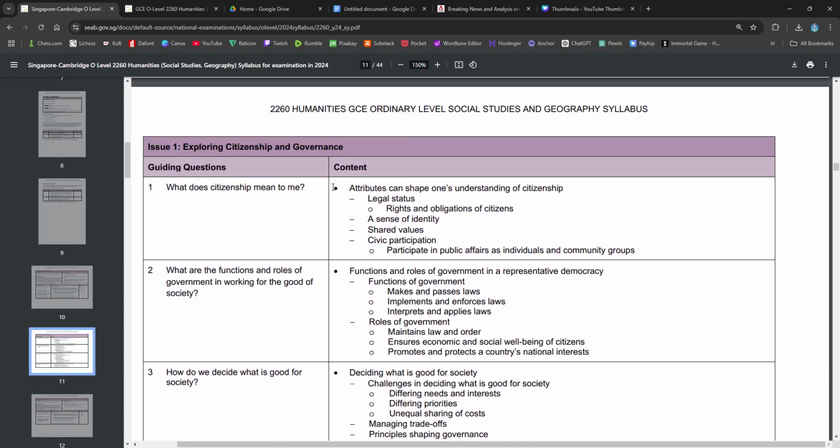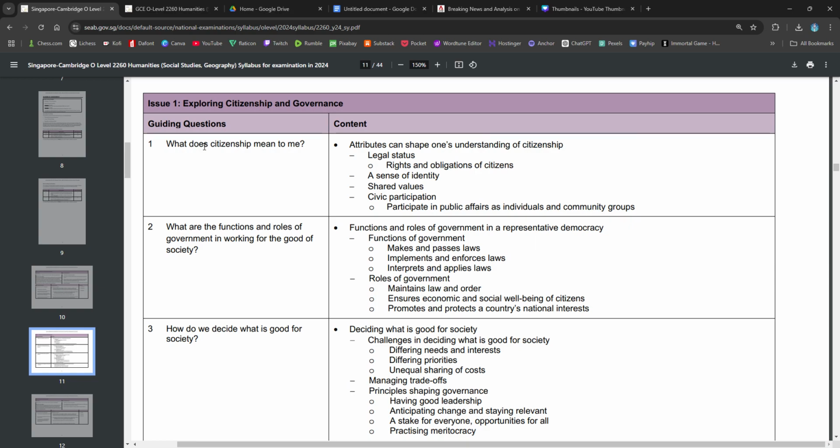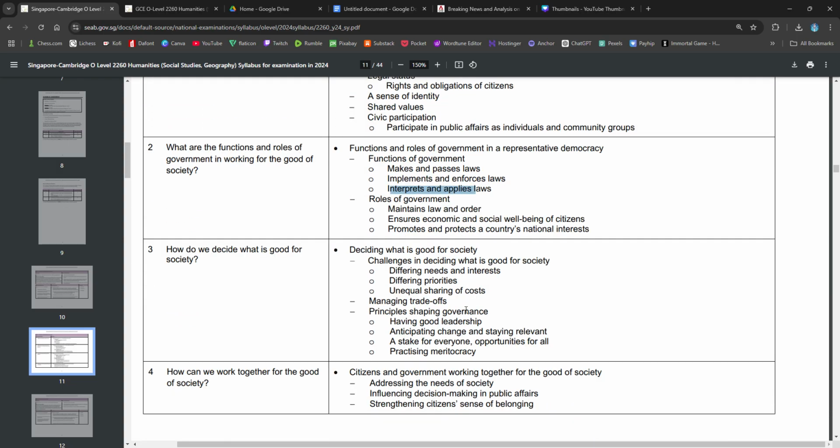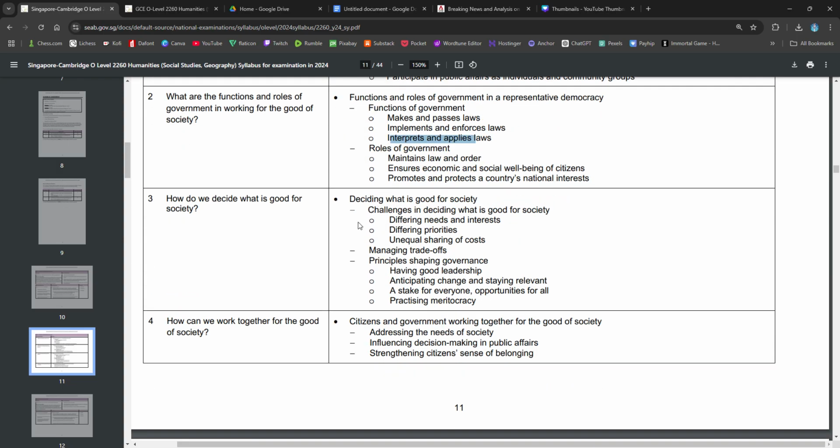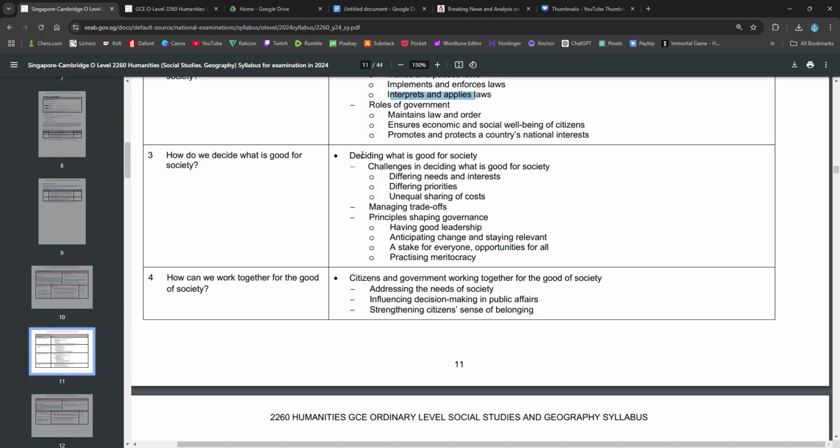If you go down here, you take a look at some guiding questions. See, what does citizenship mean to me? So these are the keywords: legal status, rights and obligations, shared values, civic participation. We go on to another question: what are functions and roles? Passing laws, enforcing laws, interpreting laws, maintaining law and order, etc. These are all the keywords. It's all in the syllabus.